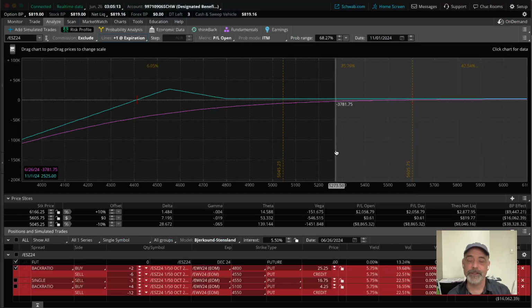Anyway, that's it. That's the ratio spread. That is my new undefined risk S&P trade that I'm doing in place of the old proprietary one.